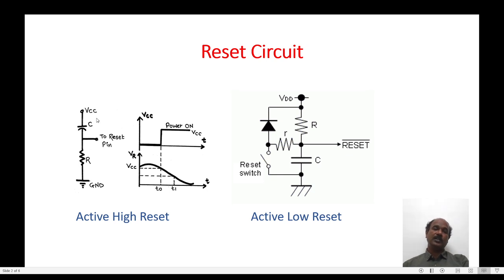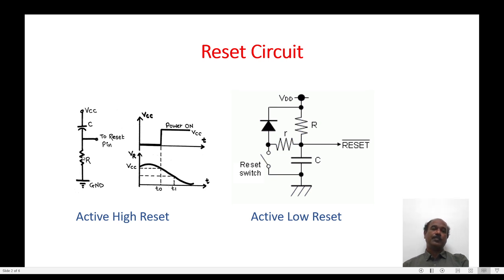In the left hand circuit you can see there is a combination of R and C which is connected to the VCC, and here the reset signal is being generated. Initially when I power up my embedded system, this capacitor will act as a short circuit. So this reset signal will be equal to the VCC. At this point the VCC signal is applied here. The supply has been given to the embedded system. So the output of this reset signal is a high signal.